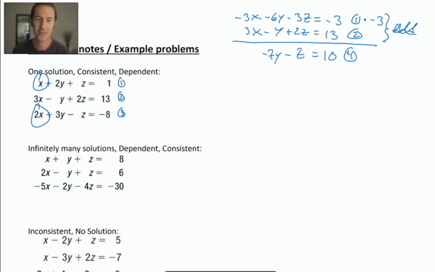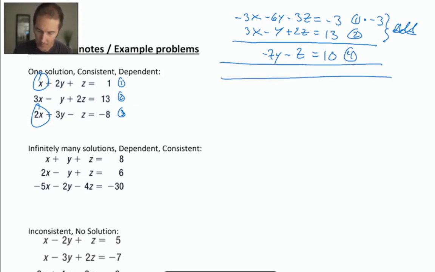Yes. All right, so let's try to eliminate x one more time. This time I'm going to take equation number 1 and multiply it by negative 2. So I would skip a line in here, and then times negative 2, right? So that's negative 2x minus 4y minus 2z equals negative 2. That's equation 1 times negative 2.